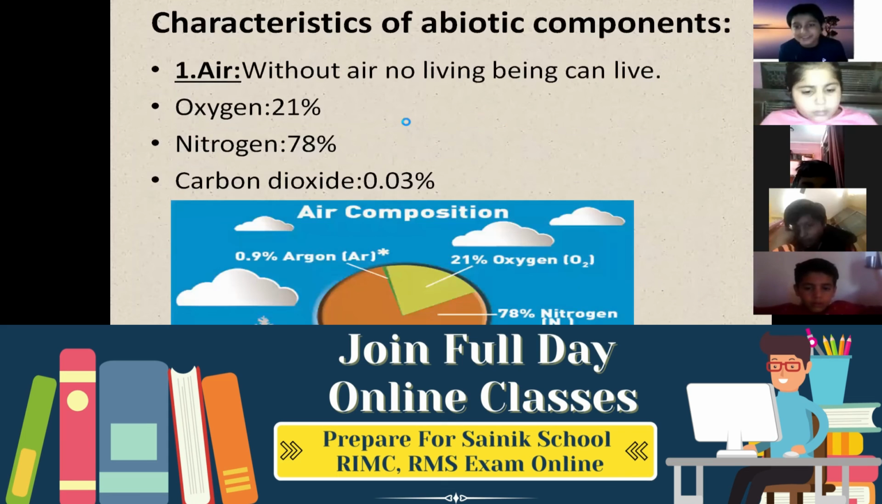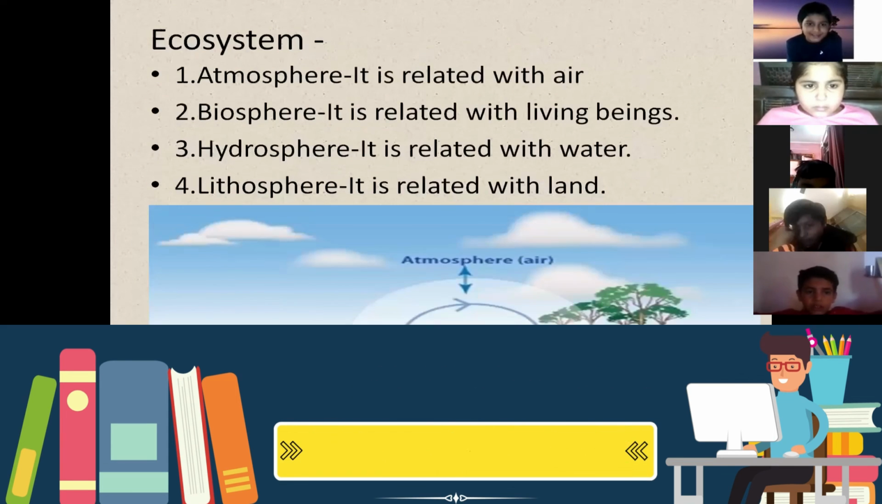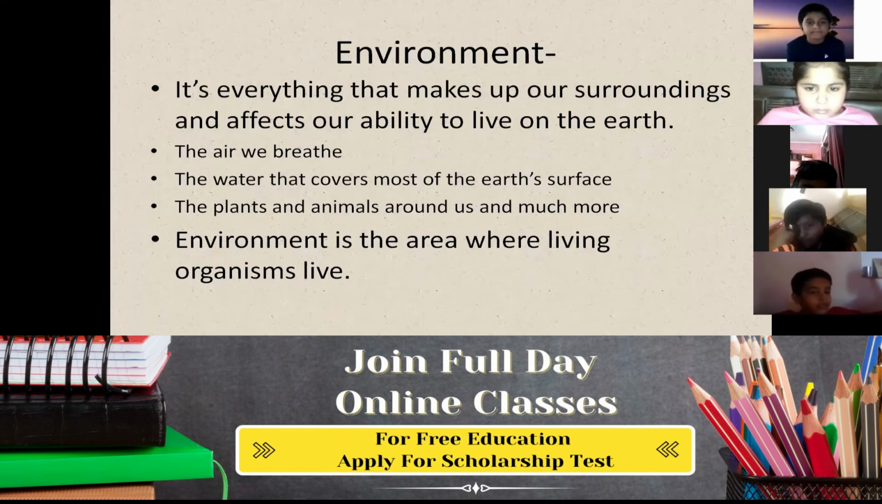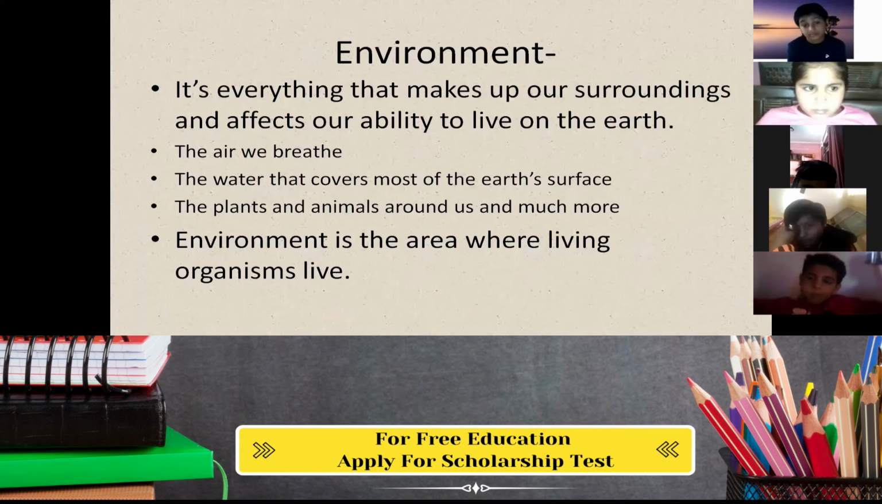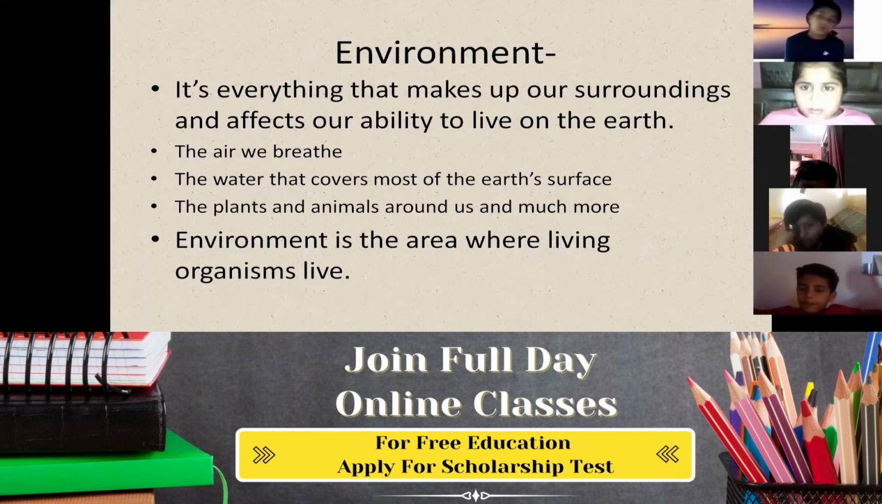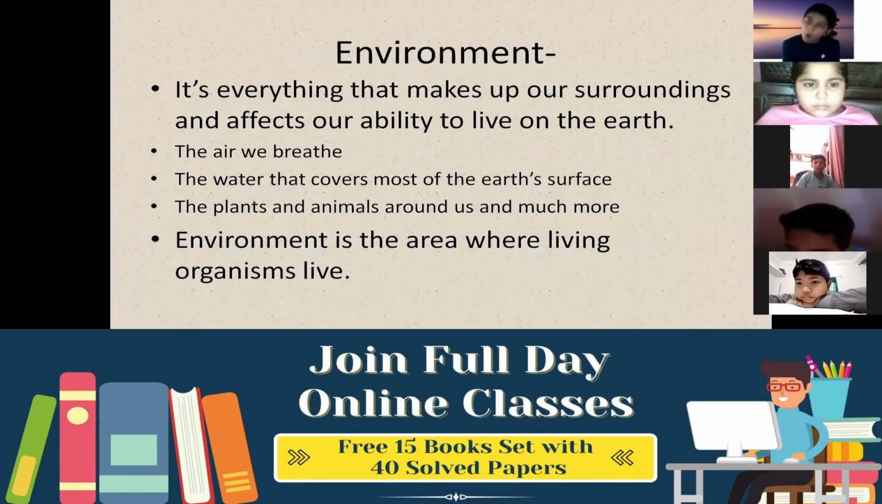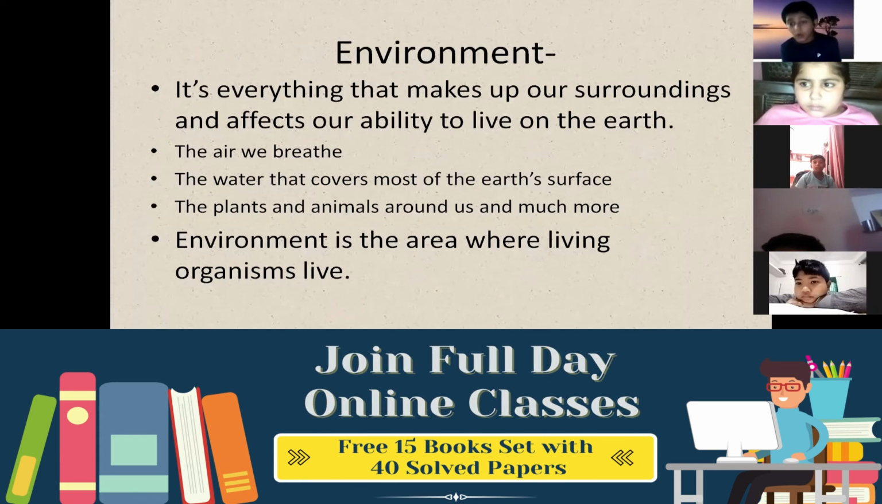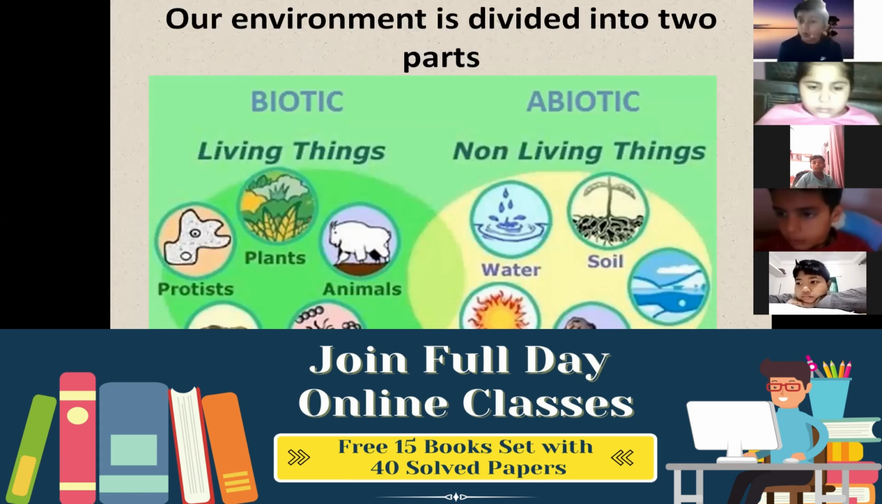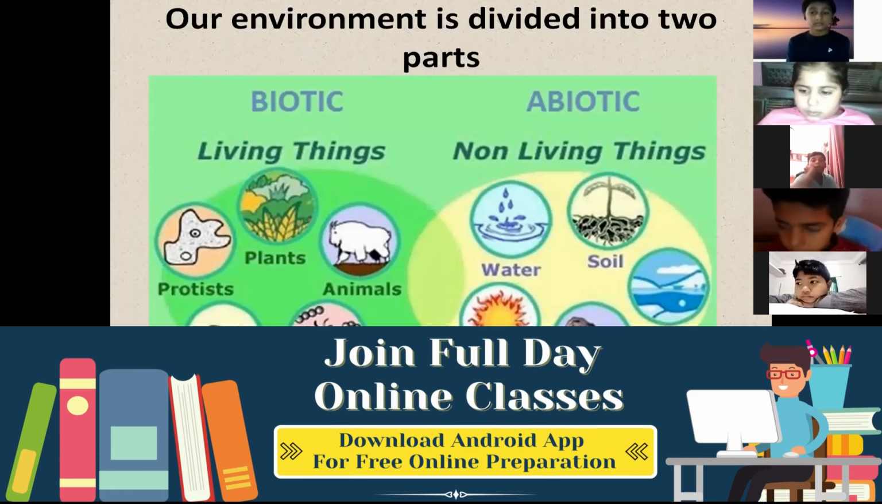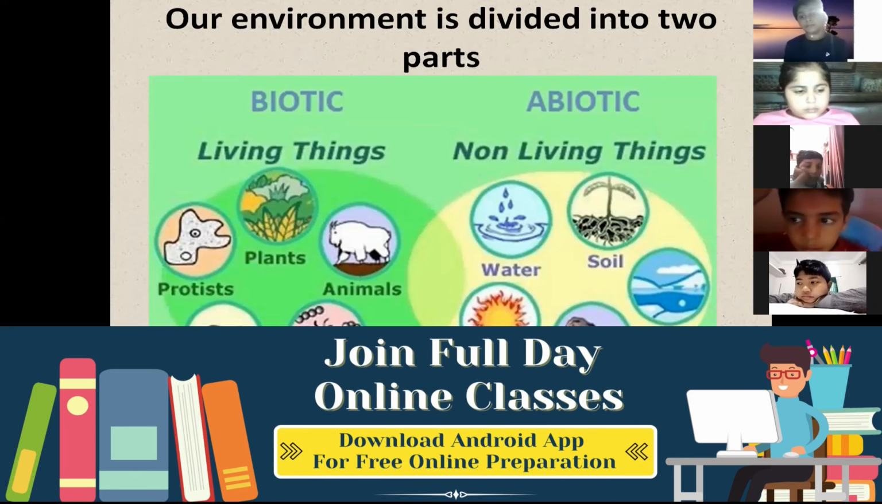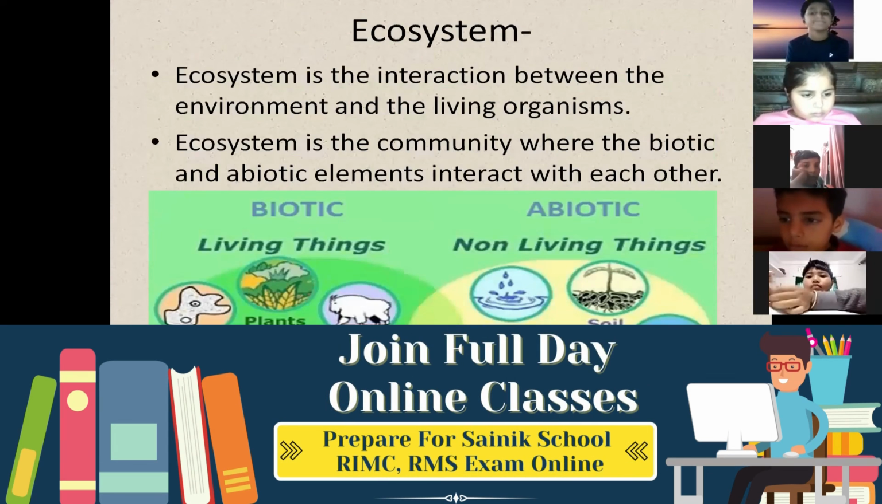Let me explain again what is environment. Environment is the surroundings or the things which are around us. It can be air, water, plants, animals, human beings. Anyone is environment. Then environment is divided into two parts, biotic and abiotic. Biotic are living beings, abiotic are non-living things. When we depend on these biotic and abiotic things, that term is called ecosystem.